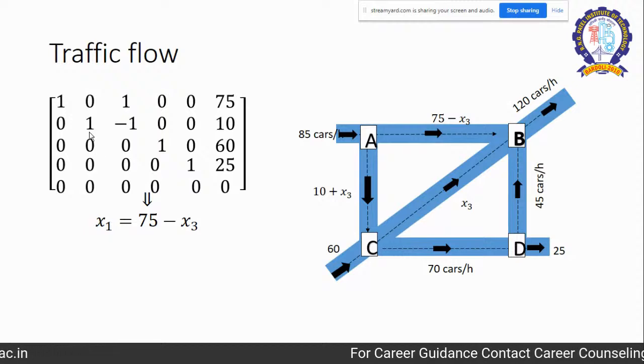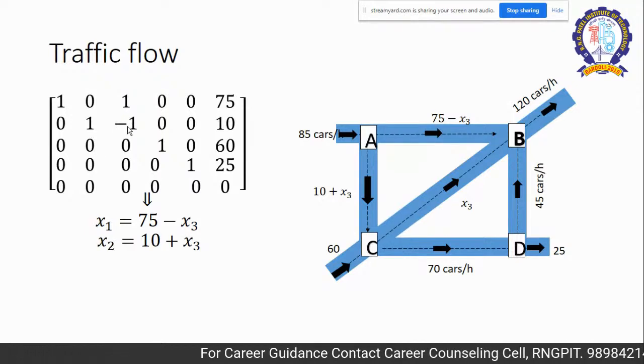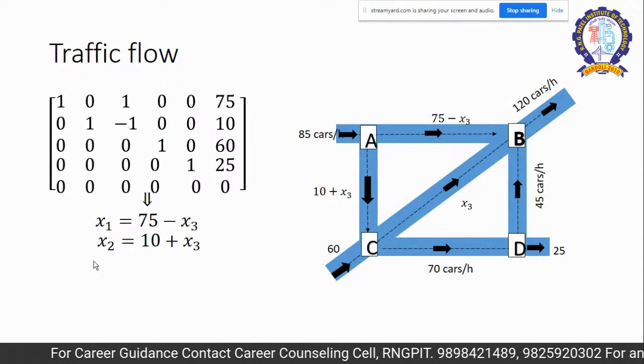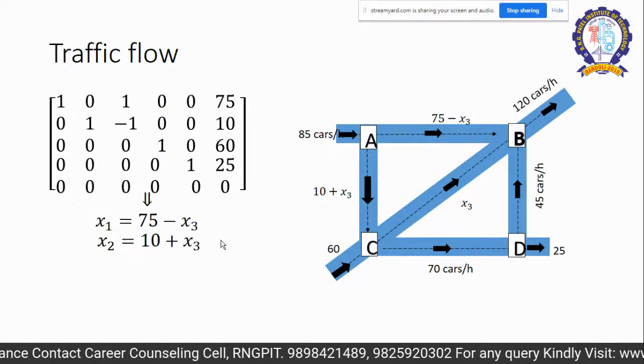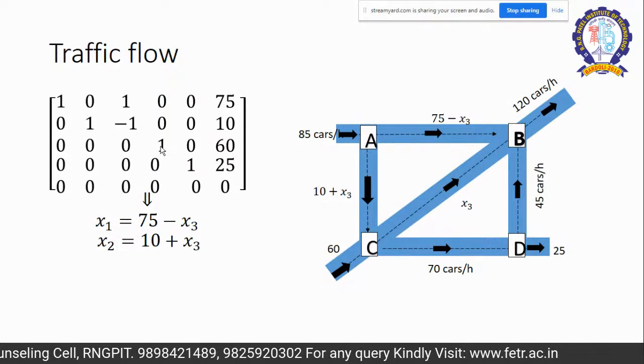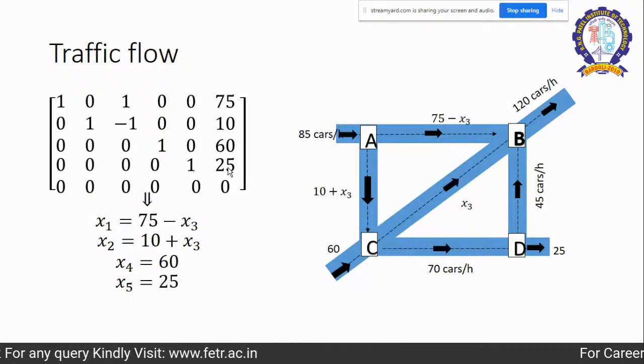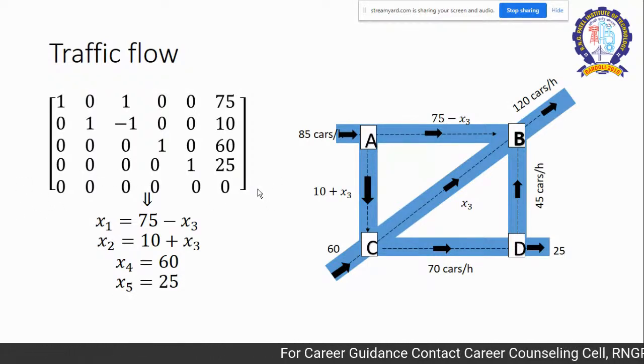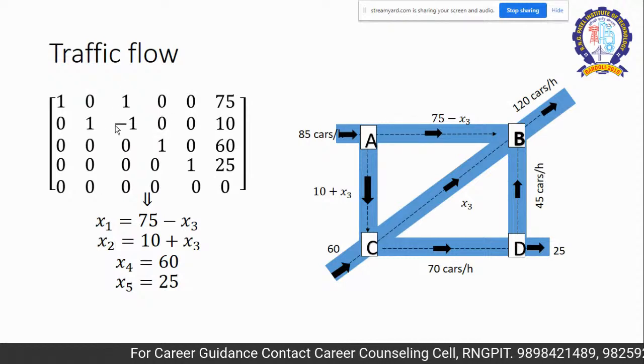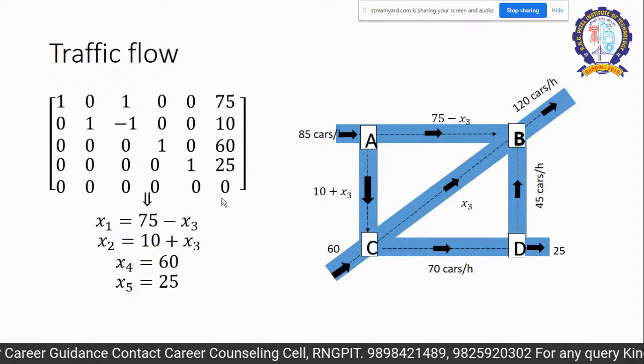The second one gives X2 minus X3 equal to 10. So this gives X2 equal to 10 plus X3. The next one gives X4 equal to 60. Next one gives X5 equal to 25. And there is one row that gives 0. Here we have 5 variables, and one is a dependent variable.